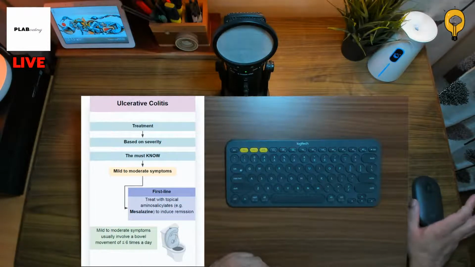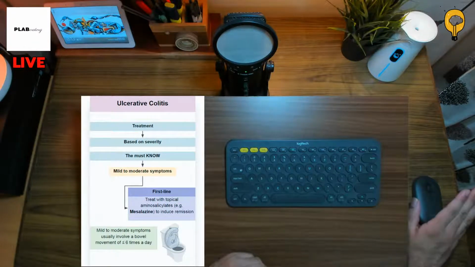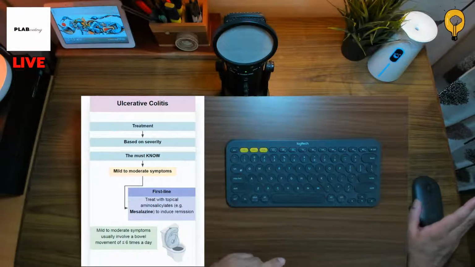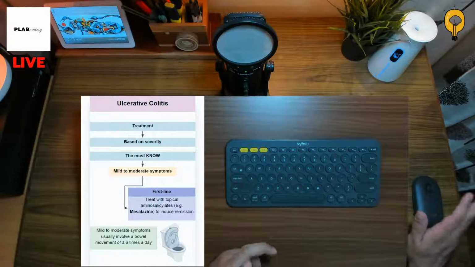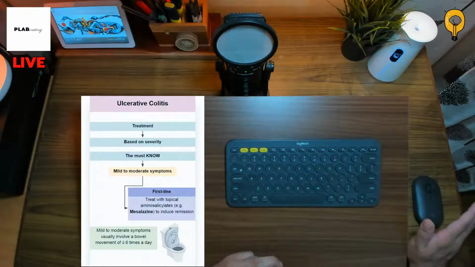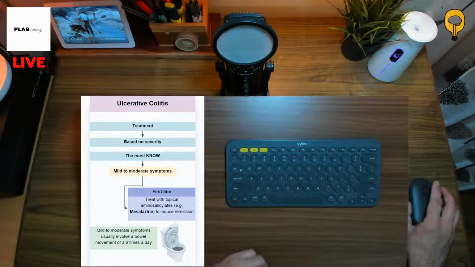So we have to take care of the number of episodes of diarrhea. Mild to moderate symptoms usually involve bowel movement for less than 6 times in a day. Mild to moderate symptoms, first line we will give topical aminosalicylates such as mesalazine so as to induce remission. Okay, that is the treatment of ulcerative colitis. Now we will study a little about Crohn's disease versus ulcerative colitis.